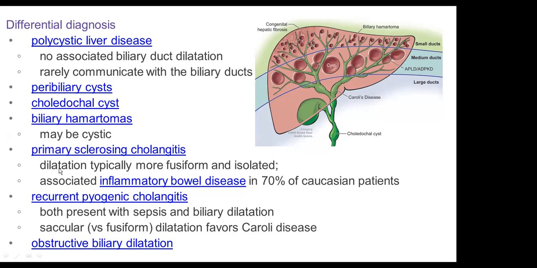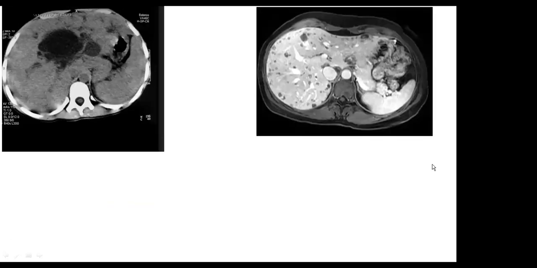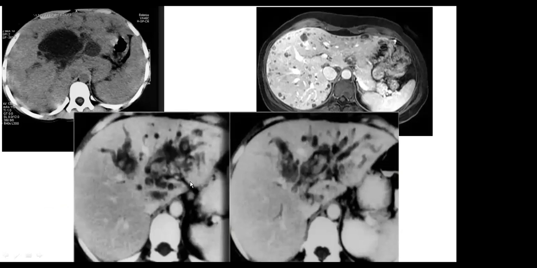Primary sclerosing cholangitis, where the dilatation is usually more fusiform, while Caroli disease is usually more saccular and is associated with inflammatory bowel disease in 70% of cases. Recurrent pyogenic cholangitis presents with sepsis and biliary dilatation, and saccular dilatation favors Caroli disease. And the obstructive bile duct dilatation. This is showing the images of the differential diagnosis. This is a choledochal cyst, this is multiple biliary hamartoma, and this is a case presenting with fever and rigor, so recurrent pyogenic cholangitis with the development of stones.